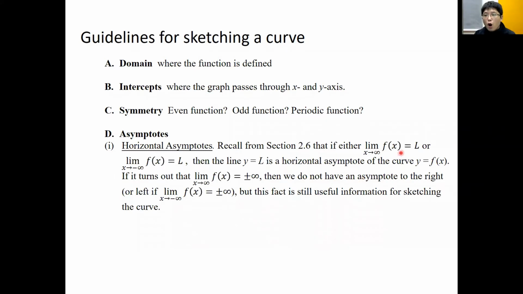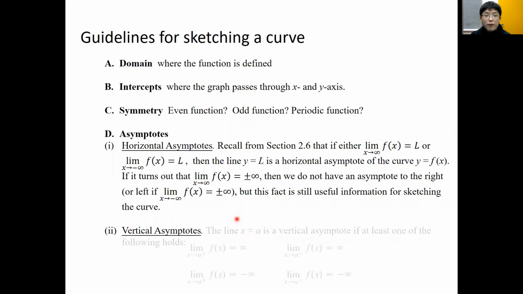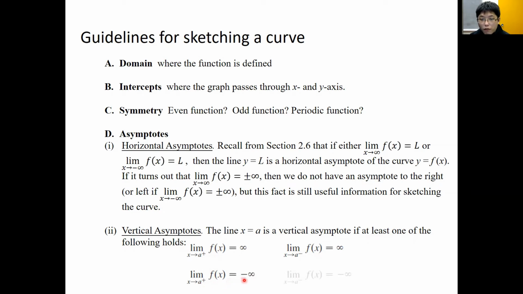So this is to say we should always investigate the limit of f of x when x approaches positive infinity and when x approaches negative infinity. So this is the first type of asymptotes we should investigate. The second type of asymptotes we should investigate is the vertical asymptotes. Recall the definition. The line x equals a is a vertical asymptote if at least one of the following holds. Well, if the right-hand limit of f at the point a equals infinity, or the left-hand limit is infinity, or the right-hand limit is minus infinity, or the left-hand limit is minus infinity.